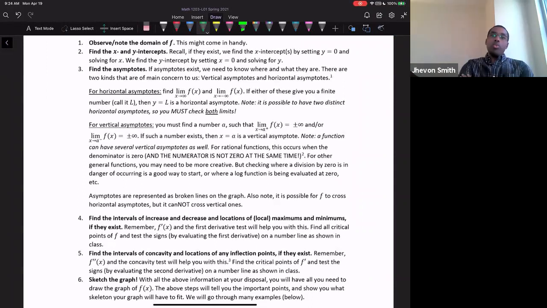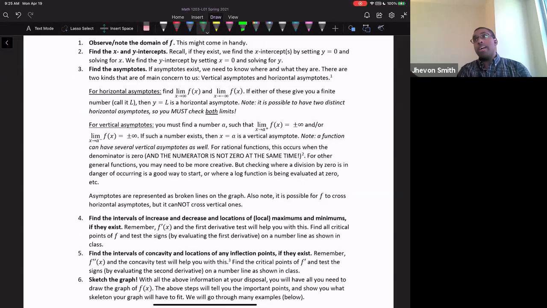So the first thing is you want to know the domain of f. You want to know where it exists, where it doesn't exist. You're going to need to find the x and y intercepts, usually. I guess occasionally you might not need them, but very usually, I'm going to ask you to find the x and y intercepts for a problem. The next thing you're going to do is find the asymptotes. Right there, I gave you another definition for the asymptotes, the horizontal asymptotes and the vertical asymptotes, which we just went over. So that's step three. You're going to find the horizontal and vertical asymptotes.